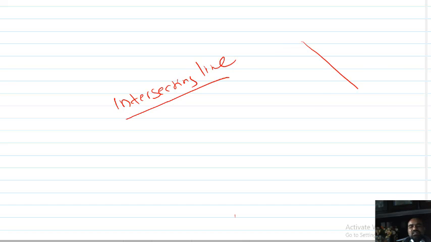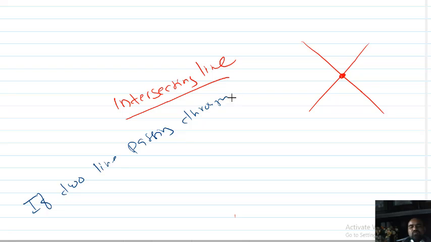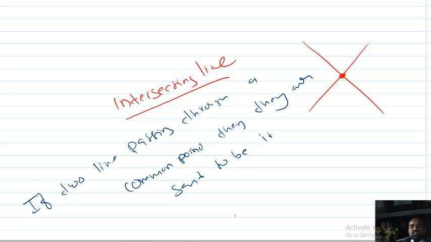Okay, two lines intersect one another. When will we say they are intersecting lines? If two lines pass through the same point, then you can say that they are intersecting lines. I will write: if two lines pass through a common point, then they are said to be intersecting lines.